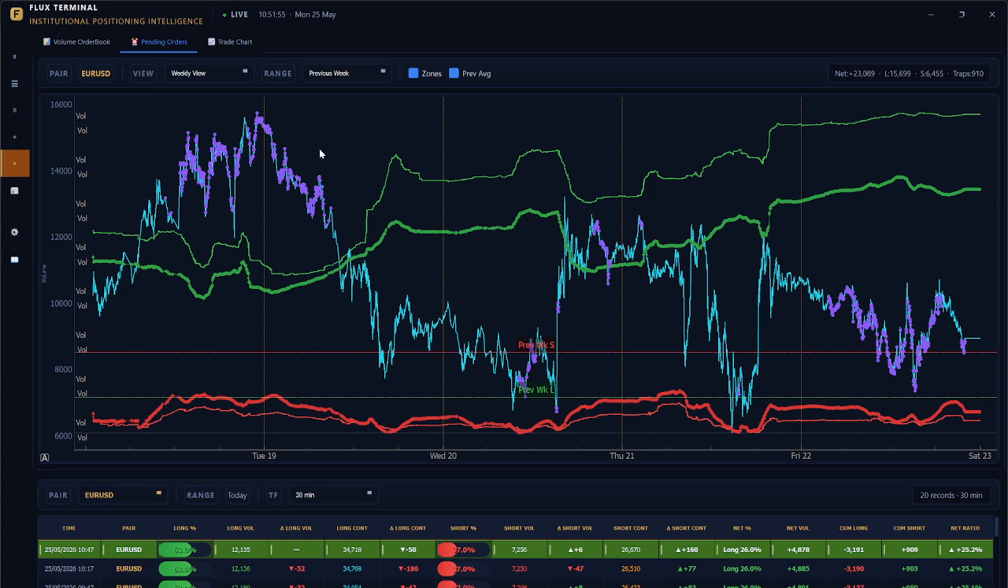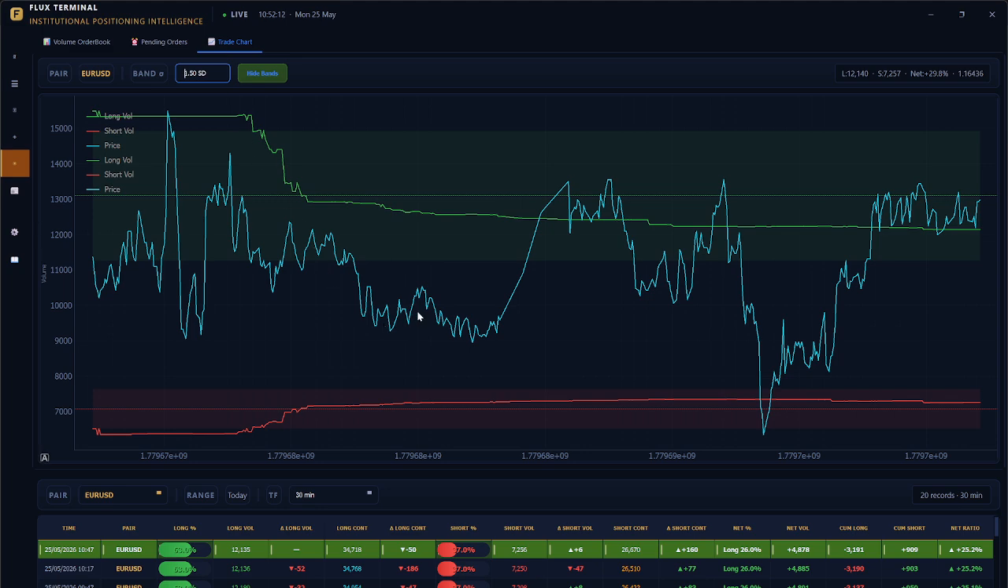So basically, the market opened at the high, and if you look at it, all the long contracts have moved down to the lower bands, which is short contracts and short volume.